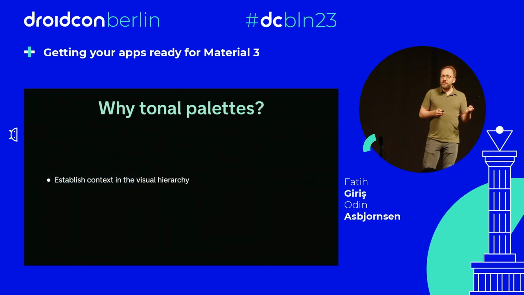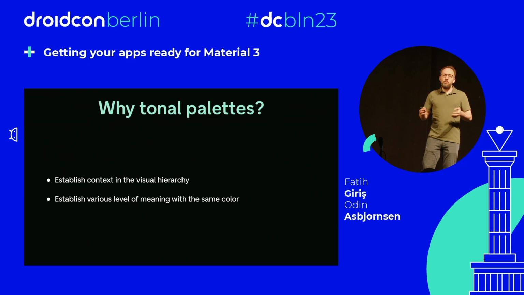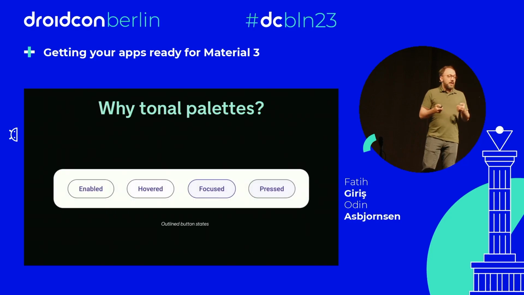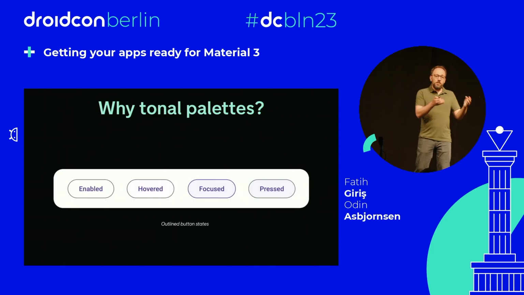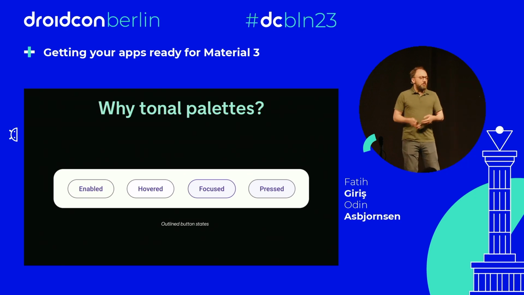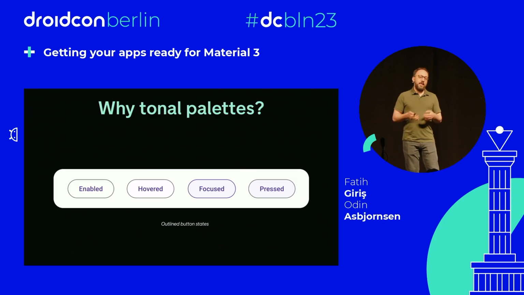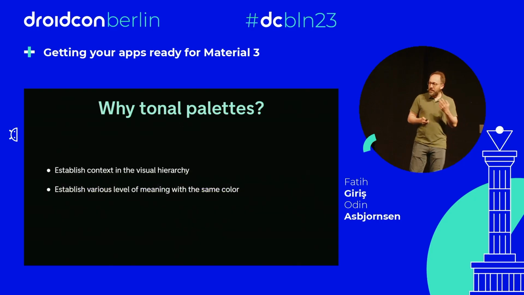OK, that was the first reason. And the second reason is that you might have different states for a component, and you might want to just represent those different states. For instance, we have a button, and you might want to represent a different state of the button with a different color. So now you actually use some different tone of the primary color to represent the different states. And Material Tree is using the tonal palette for that. Yes, that was the second one.